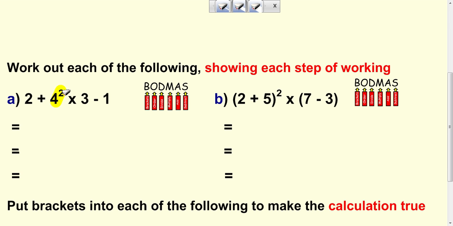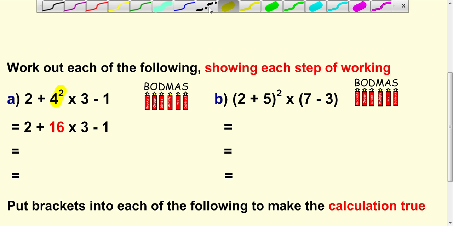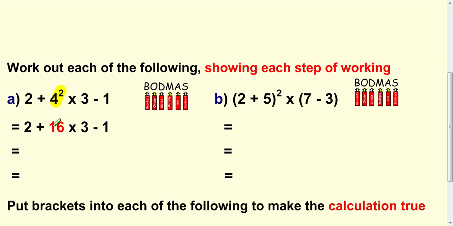I don't do 4 squared and write the answer first. That's what some people do by mistake and get all mixed up. Write the 2 first, then the 16, 4 times 4. And then just rewrite the rest of the line, times 3, take away 1. The next stage is to look for a divide or a multiply, and we can see this bit's a multiply, so this is what we're going to do next. We're going to leave the 2 alone, we're going to leave the take away 1 alone, and we're going to do 16 times 3. So that's 30 plus 18, that's 48.